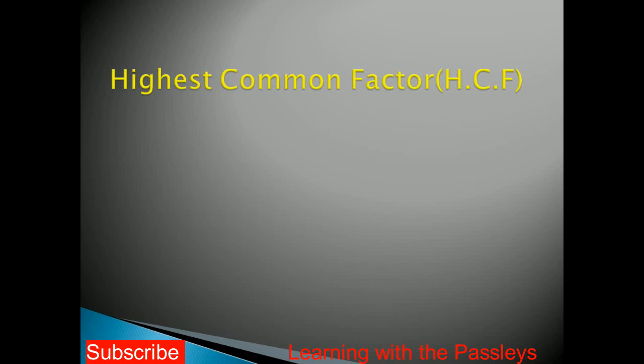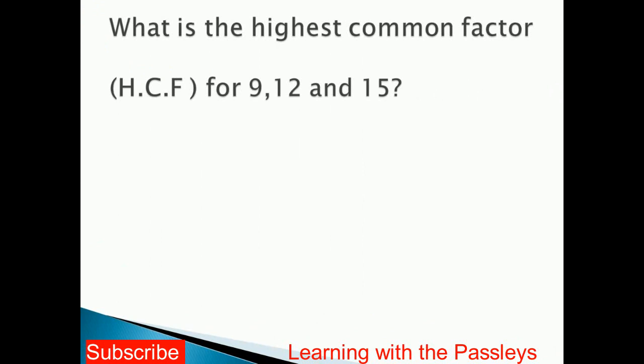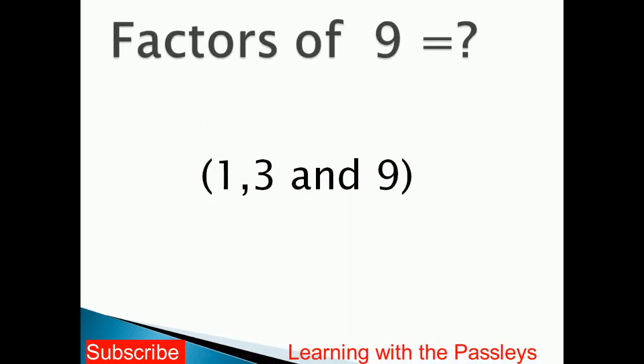Now that we know that, we are going to solve this problem. Are you ready? What is the highest common factor for 9, 12 and 15? First thing we are going to do here, we are going to find the factors of these three numbers individually. I am going to start off with the smallest to the largest. Hence, I am going to find the factors of 9 first.